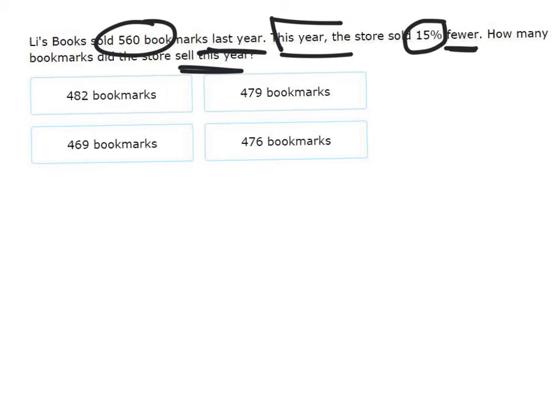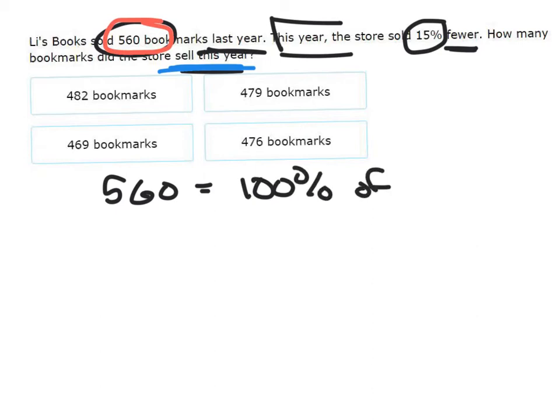So I have my original value, this 560. I'm looking for how many I sold this year. So I'm looking for that new. Our approach here is a little bit different. We think about what we have here. If last year I sold 560 bookmarks, that is my original amount. 560 equals 100% of the original value.